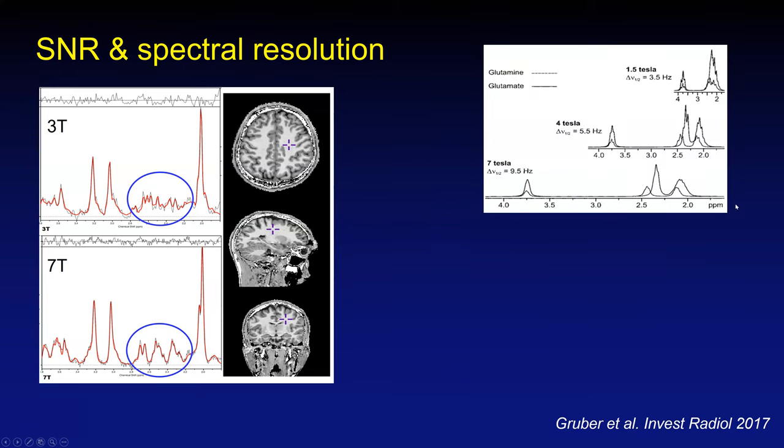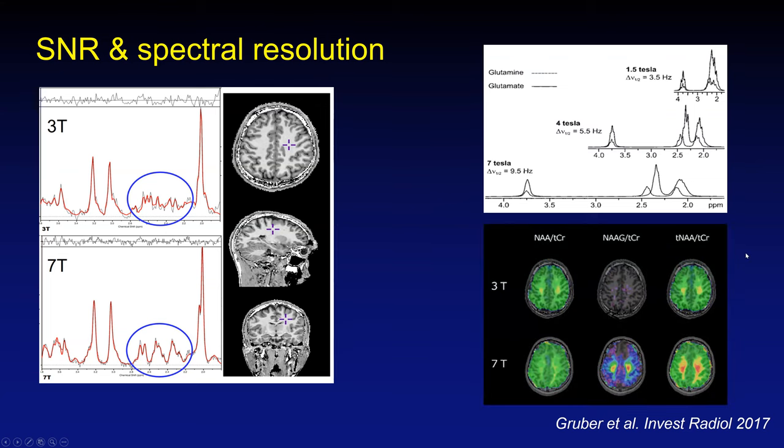Let me give you a nice example. At 7 tesla, you are able to separate glutamate and glutamine resonances. So Ivan Skarch has shown here that at 1.5 tesla and even at 4 tesla, the metabolite resonances are strongly overlapping. But at 7 tesla, you can start to differentiate these quite nicely here at around 2.6 ppm.